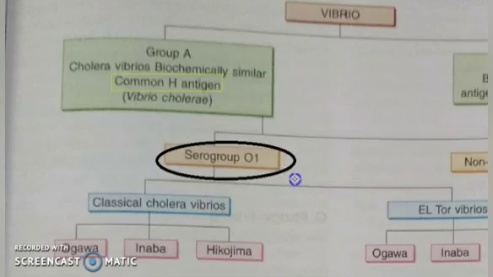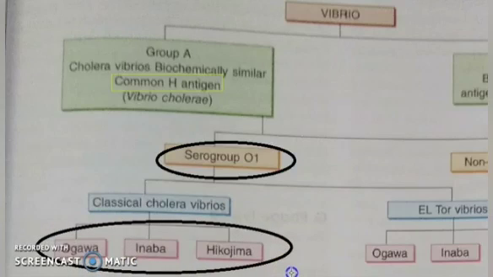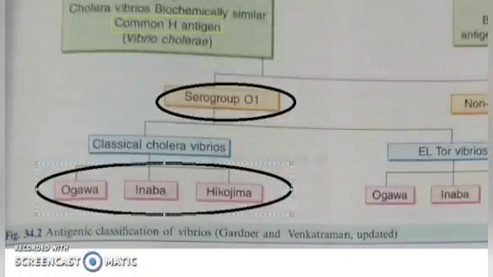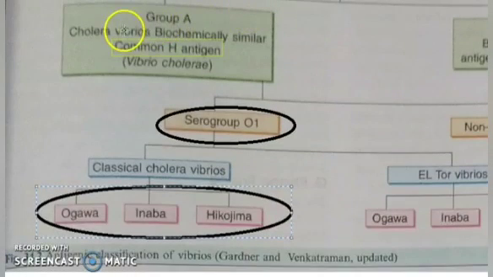So O1 is positive. If it is O1, it can be classical or El Tor. Under that they are trying to find out whether it is Ogawa, Inaba or Hikojima. So if you just draw this diagram and explain, it's enough. A common H antigen will be there for O1 and non-O1.